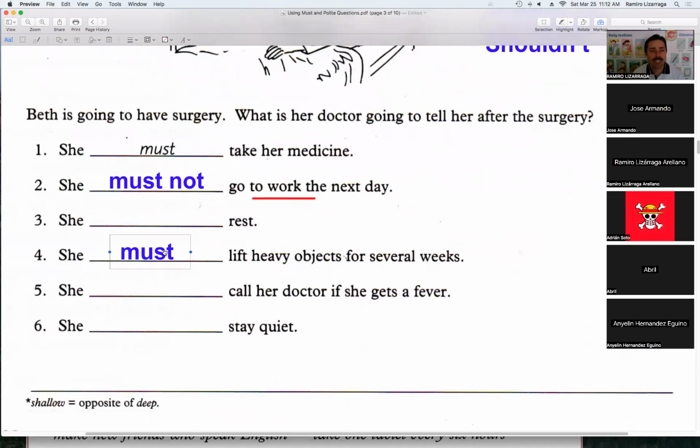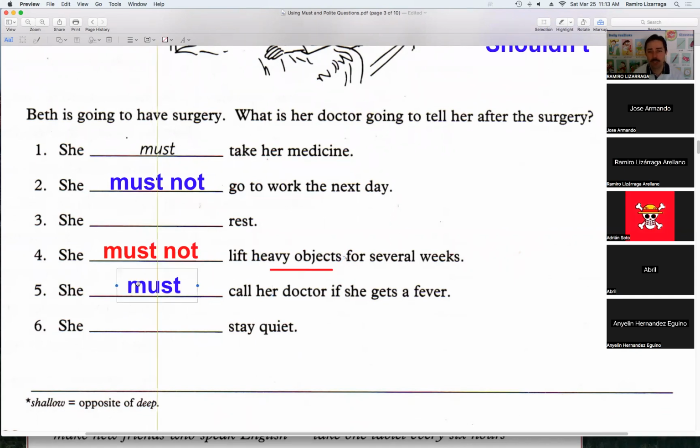What about number 4? She must lift heavy objects for several weeks or she must not lift heavy objects for several weeks. What do you think is the answer? She must not. No, right? It's dangerous. She had surgery. I know, so she must not. She must not, Leslie.